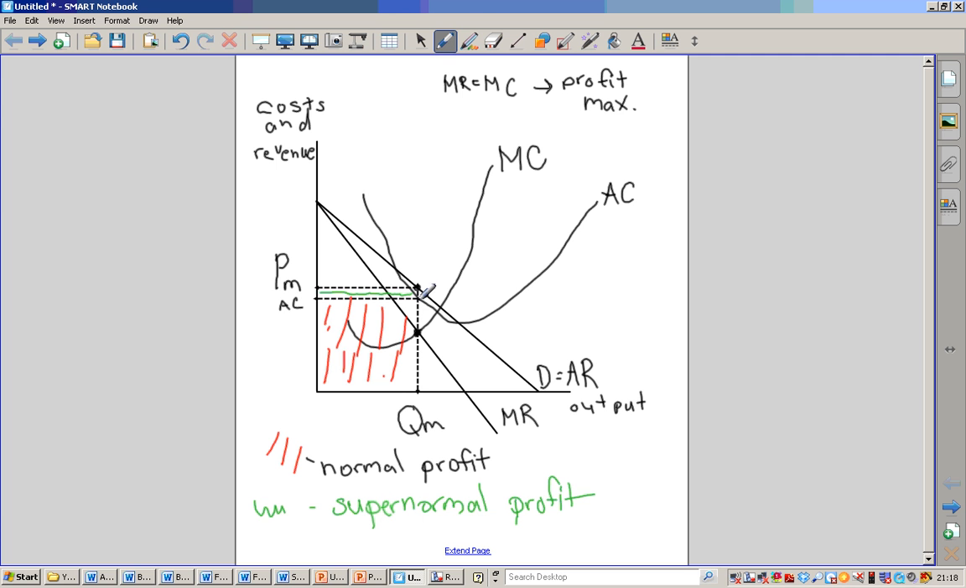The second thing you need to do is then take this dashed line up, see where it hits the average cost curve, and then take that across, because from that point, this line and below is normal profit, and then the space between your average cost and the price at which you're selling is your supernormal profit.